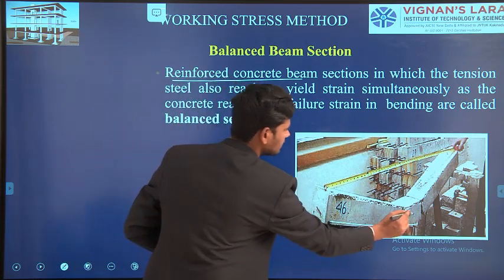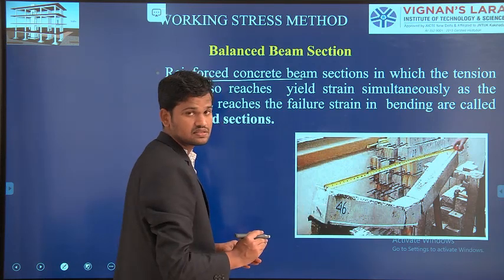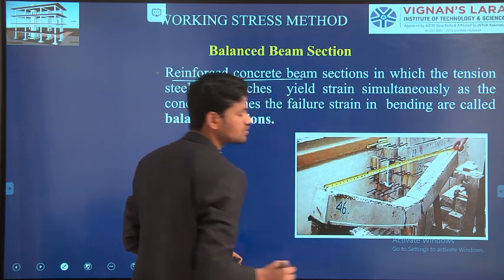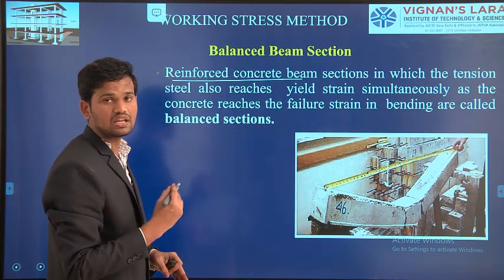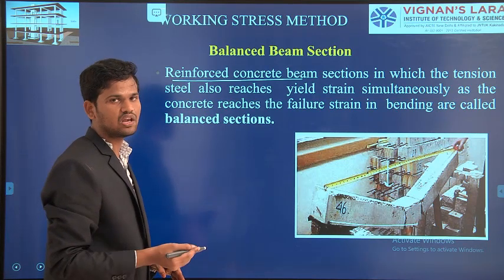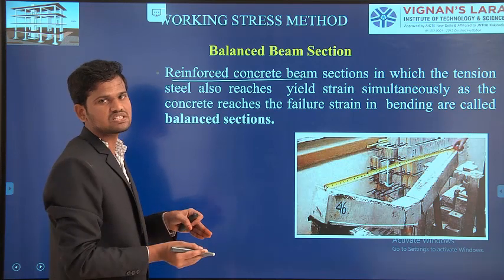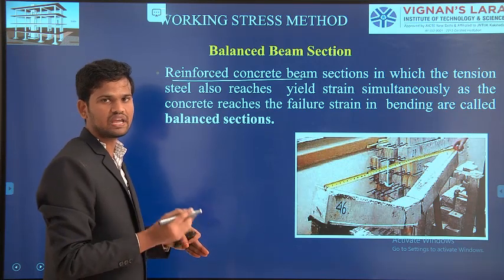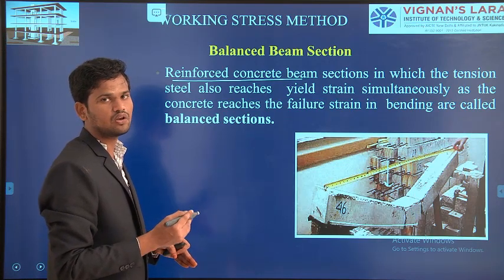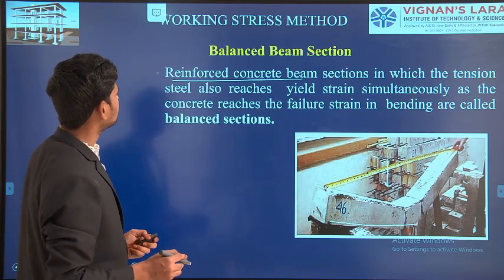If you observe this diagram, we have prepared the concrete beam and inserted some steel rods or steel bars, and I am applying the load. Due to the application of the load, the tensile strength of the steel is reducing, the steel is failing as well as the concrete. Both materials are failing at the same time. That same time failure will be called a balanced beam section.